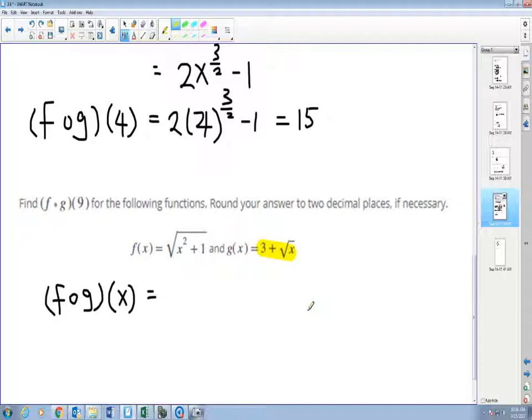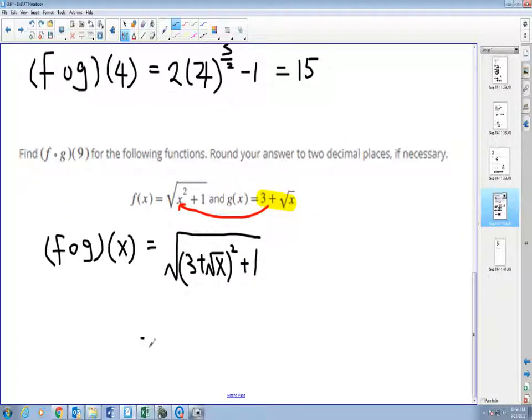Alright, take function g, substitute into function f. Wherever you see an x, the only x is right there. So that will be the square root of 3 plus square root of x, whole thing squared, plus 1.